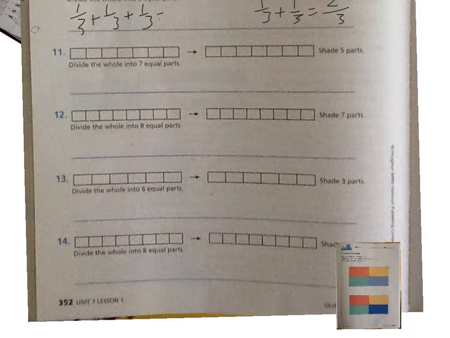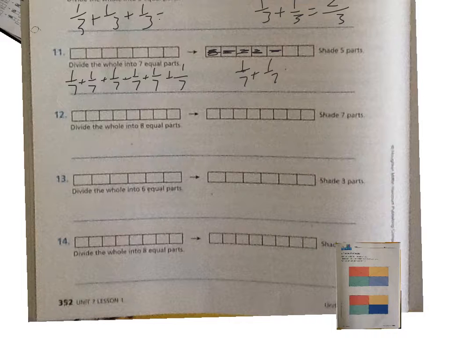Number 11 says divide it into 7 equal parts. So our addition problem over here would be 1/7 plus 1/7, 7 times, because it's 7 pieces. It says shade 5 parts: 1, 2, 3, 4, 5. Hopefully you understand where they're going with this. 1/7 plus 1/7 plus 1/7 plus 1/7 plus 1/7 equals 5/7.